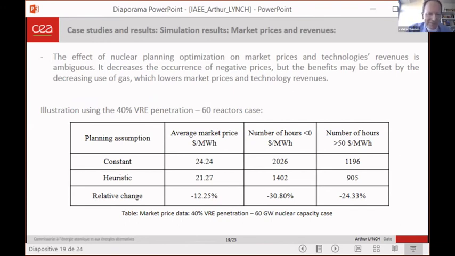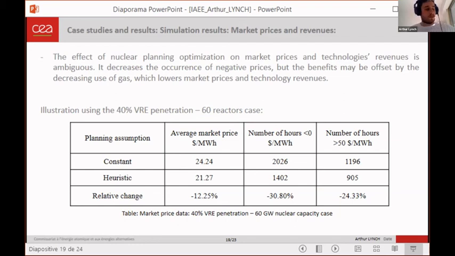Thank you very much. Yeah, thank you for the question. You're totally right. The economic dispatch model that we use is not a capacity expansion model. We do not optimize capacity in our cases. The only capacity that is not fixed exogenously is a gas capacity that is just necessary to ensure that there is no loss of load.